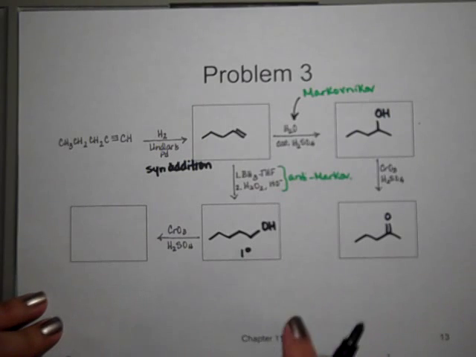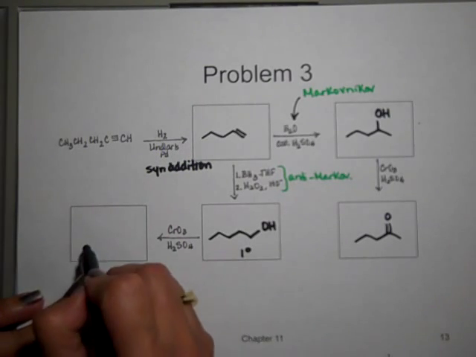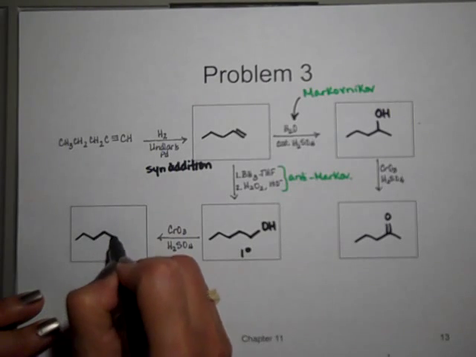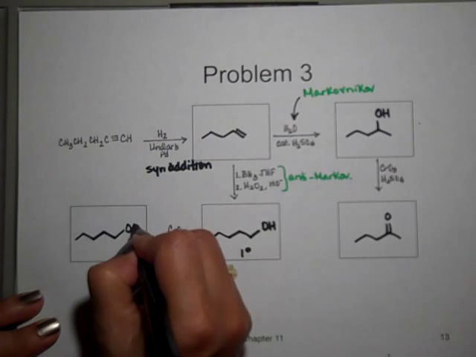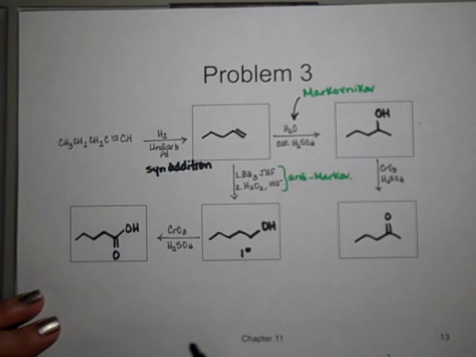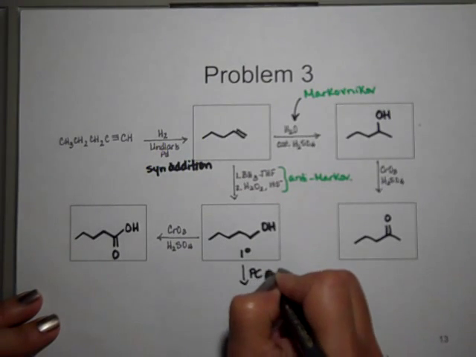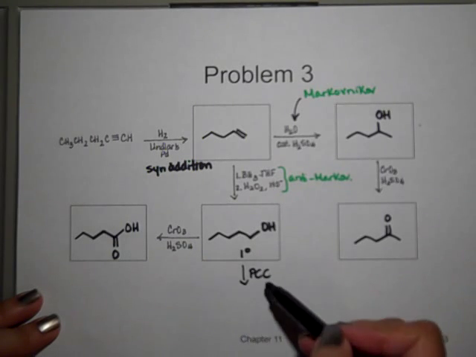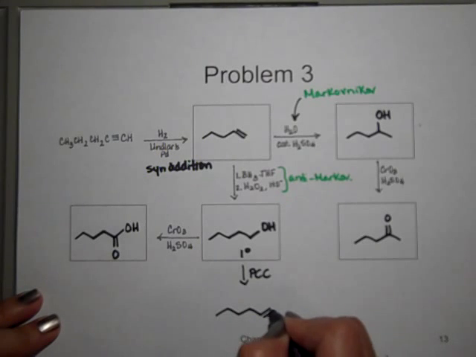And you have to be careful because in the presence of chromium trioxide or the dichromate, the primary alcohol will go to what? Do you remember? The carboxylic acid. I know I didn't put it in here, but let's add PCC so that we can see the difference. Primary in the presence of PCC will get you the aldehyde.